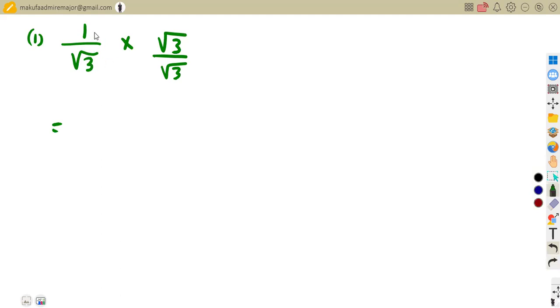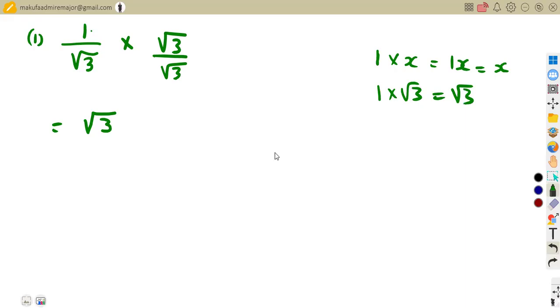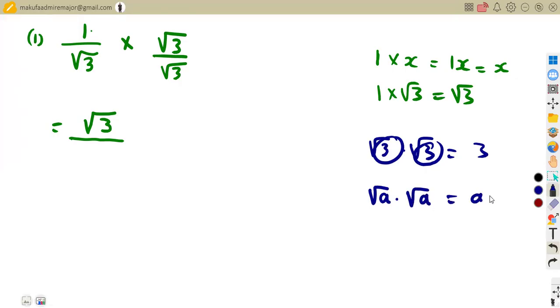How? Okay, let's multiply the numerator: 1 times the square root of 3. It is going to be the square root of 3, just like 1 times x is 1x, which is the same as x. So 1 times the square root of 3 is the square root of 3. Then here we are multiplying the square root of 3 times the square root of 3. It follows that if you're multiplying square roots of the same number, you obtain the number that is under the square root. So let me put it this way: if you're multiplying the square root of a by the square root of a, you obtain a.